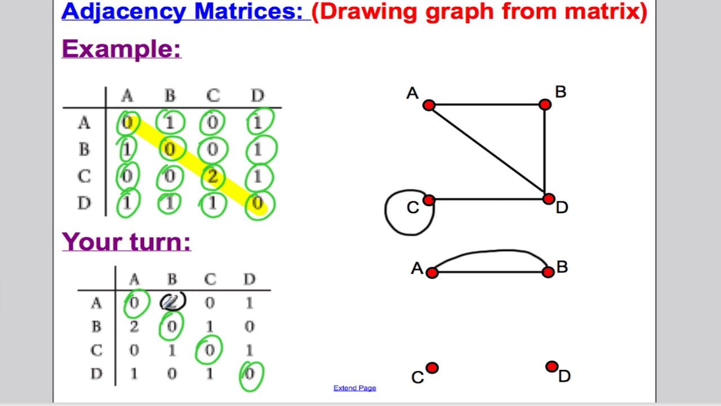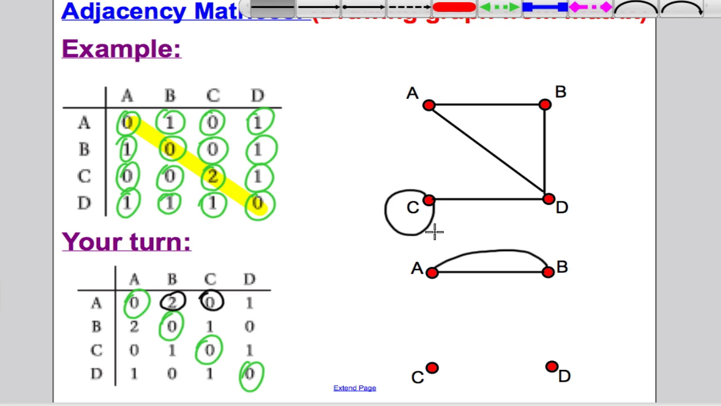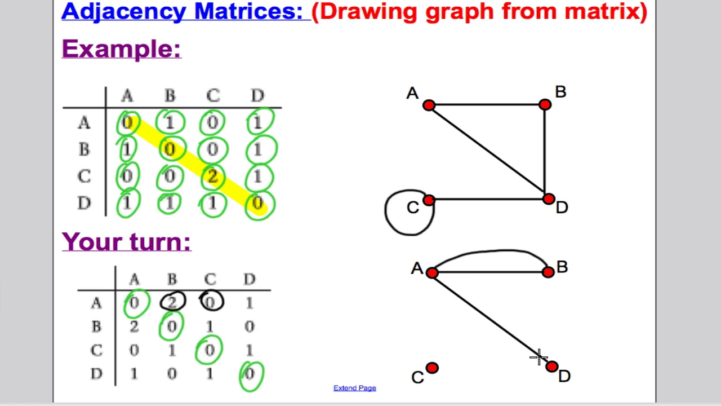Okay, so I've done that one. Between A and C there are none. Between A and D there is one. So let's draw that in. Between A and D there's one there. And I've done that, and I've done that, and that, and that by the same virtue.